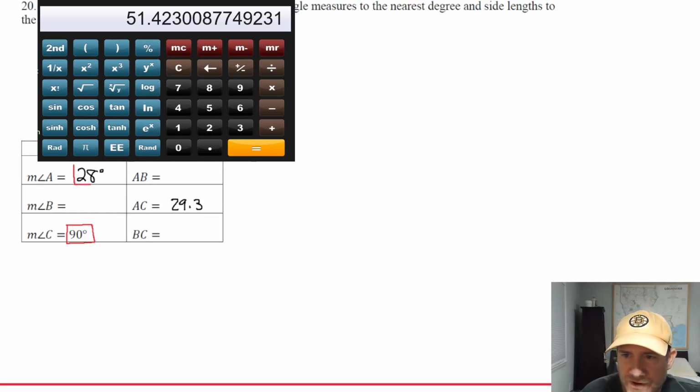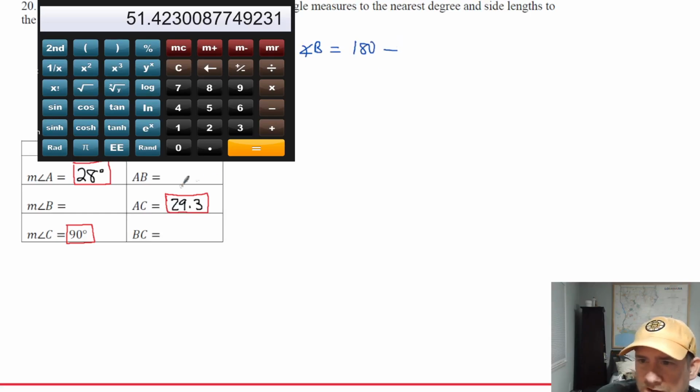So when you're solving a triangle, you already have half of the whole triangle. So the only thing left to do is find whatever's missing. And finding the third angle is a piece of cake because we know that all three angles add up to 180. So just show me a little bit of work. Say the measure of angle B equals 180 minus the 28 that they already gave us minus the 90 that they already gave us. And that would leave behind 62. Yeah, so 62 degrees. Okay.